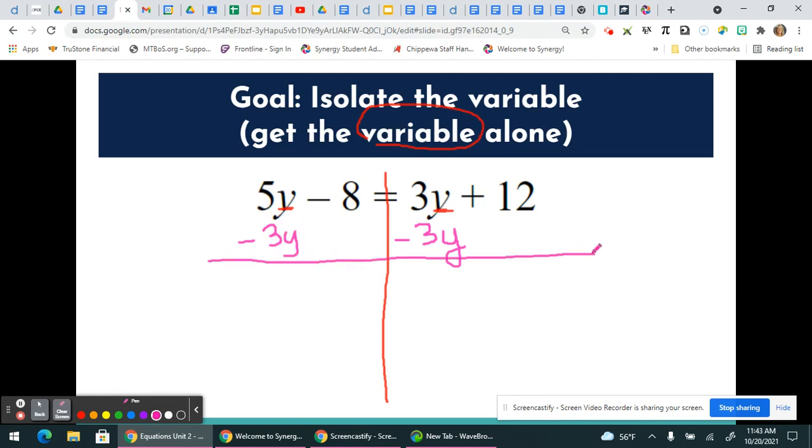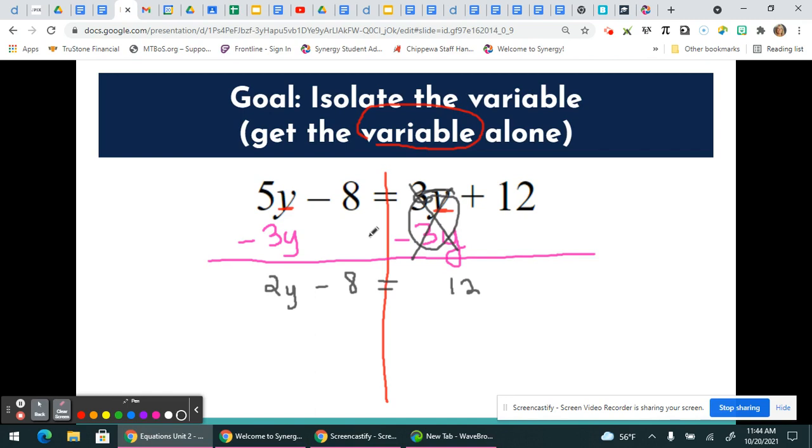Now, draw your teeter-totter. These are going to have multiple steps, so we're going to have multiple rows here. And watch what happens. To remove my variable, I'm subtracting the 3y because I want it gone. I want it to cancel. I don't want the y there anymore at all. So now my 3y's eliminate. They're gone. It's a big old 0. It's empty. So let's look at what we've got left. I've got 5y minus 3y, which is 2y. 2y minus 8, which equals 12. Okay, so 2y minus 8 equals 12.